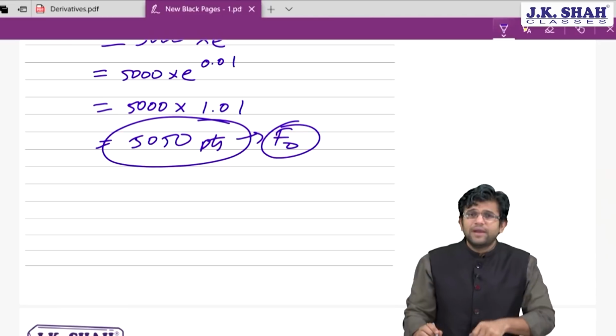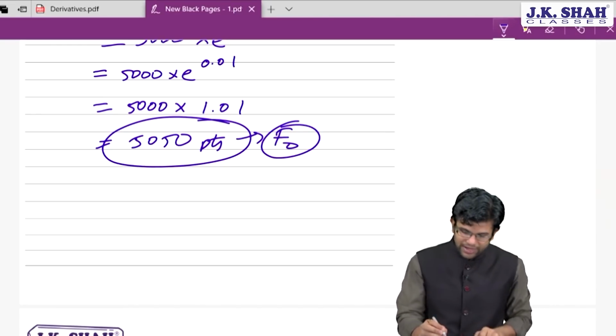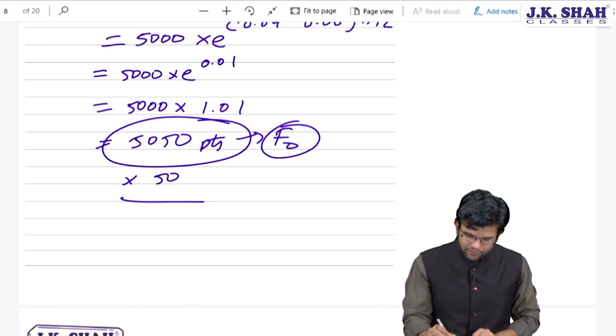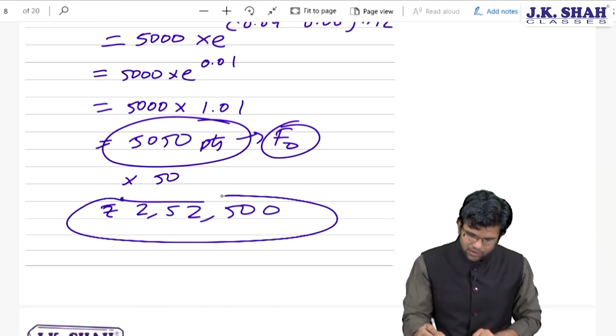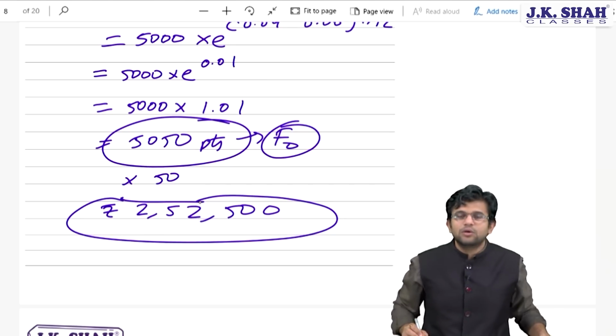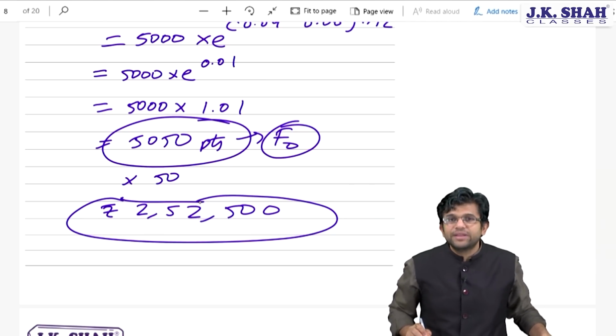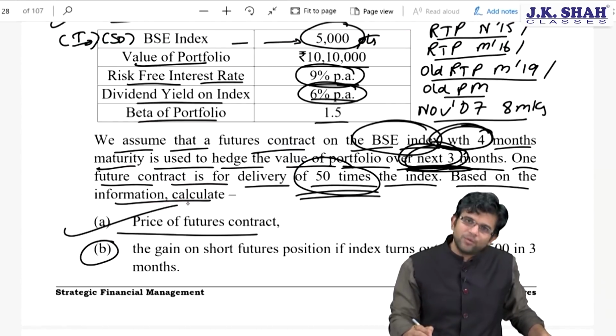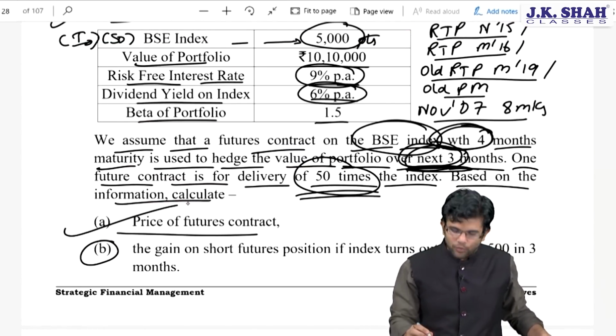So therefore, if I want to find the value of one futures contract, it will be 5050 into 50. If we do, we get rupees 2,52,500, okay? Rupees 2,52,500. Is the story clear till here? This is the price of one futures contract, which is what we got. That is point number A. Let us now jump to point number B.